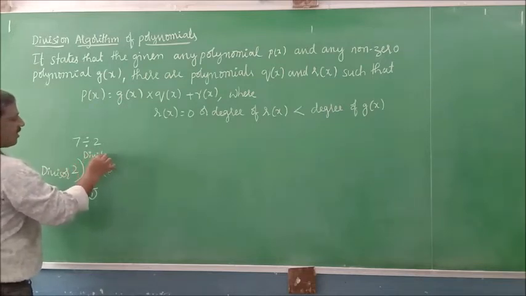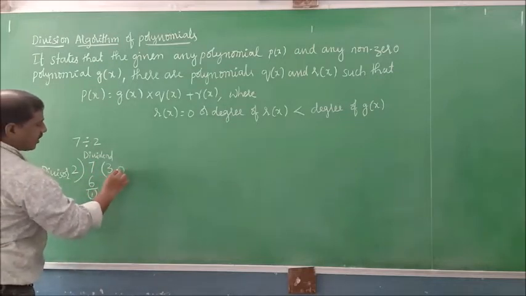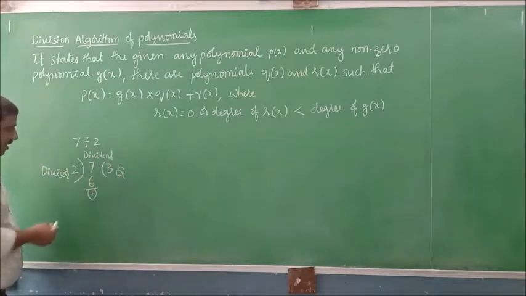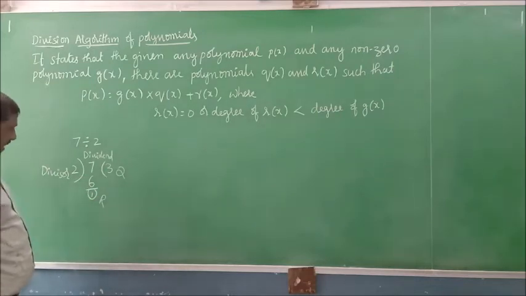And what about this 3? 3 is known as the quotient. And 1 is known as the remainder.